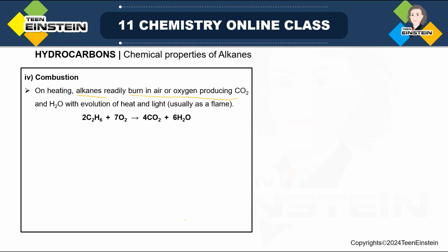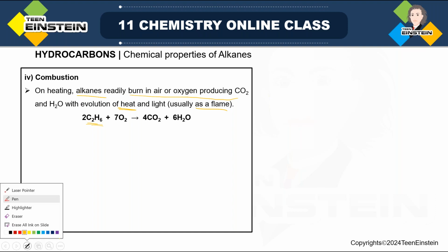But that is not the case here, because when we talk about combustion, it is basically in presence of huge amount of oxygen. And remember, combustion reaction is always exothermic. There is always evolution of heat. Heat is released, light is released, usually in the form of flame. So here we have taken the example of ethane. We are treating it with oxygen, and the product is CO2 and H2O. Remember, the products of combustion are always carbon dioxide and water.